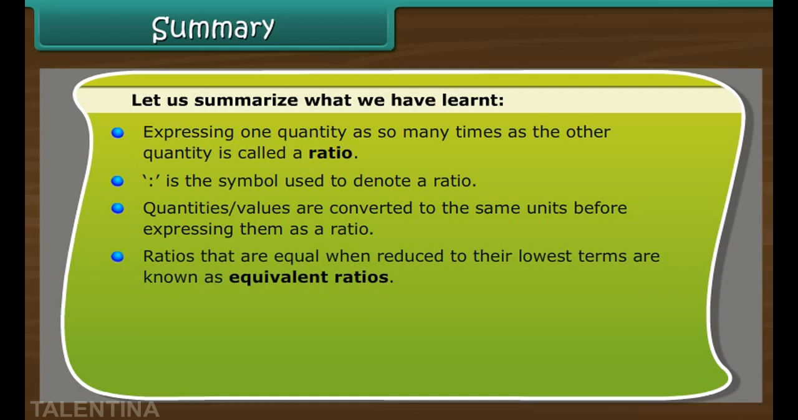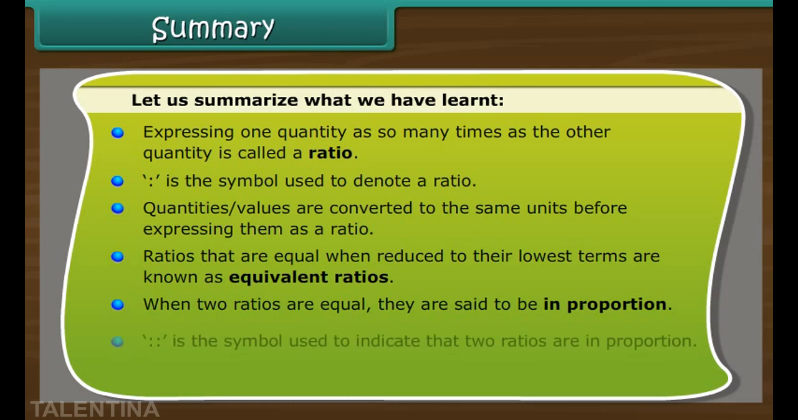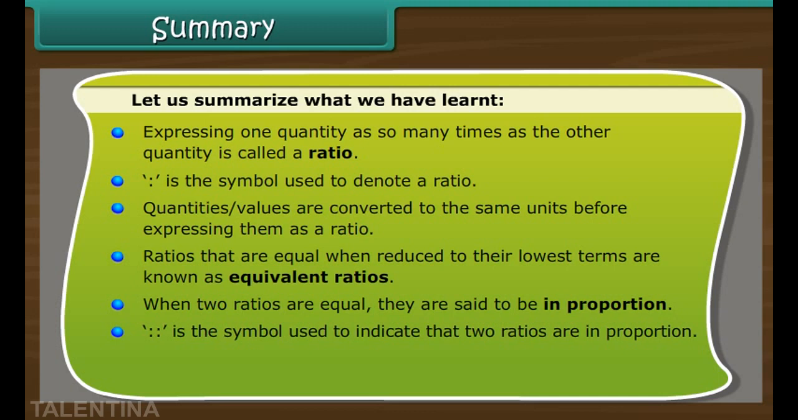Ratios that are equal when reduced to their lowest terms are known as equivalent ratios. When two ratios are equal, they are said to be in proportion. This is the symbol used to indicate that two ratios are in proportion.